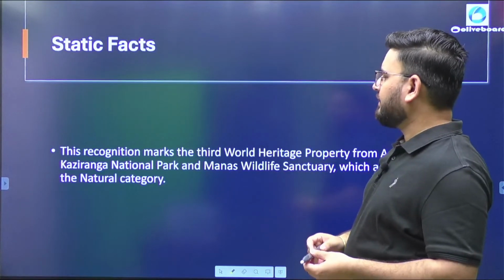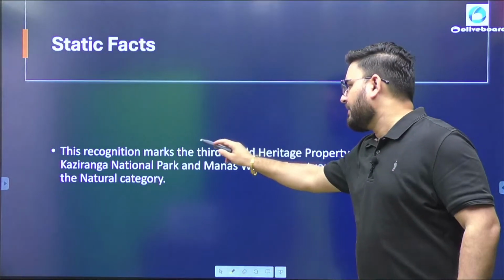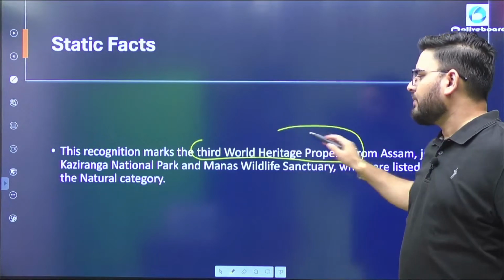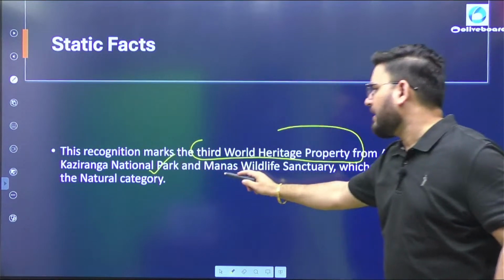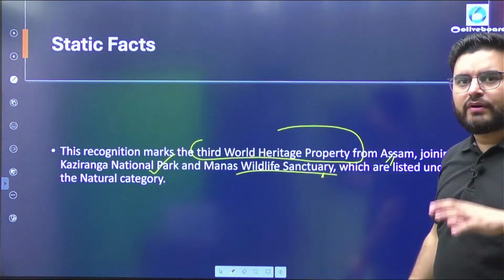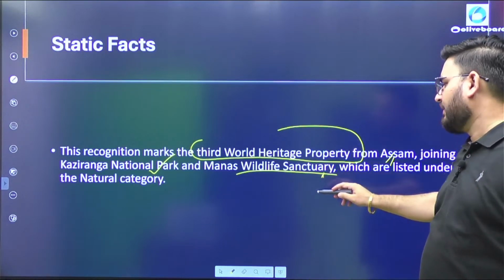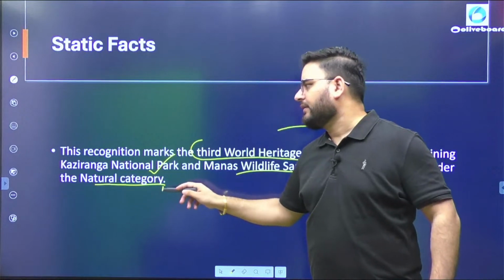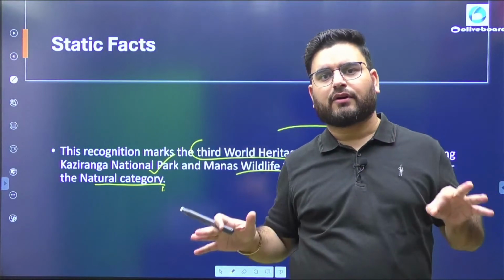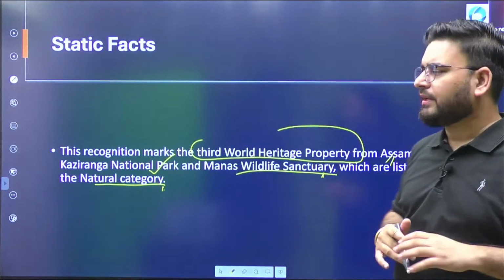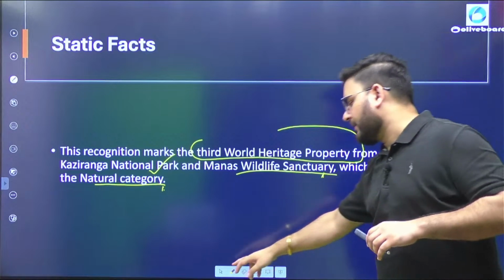We have the static fact that this Moidums became the third World Heritage property from Assam. Before Moidums, the Kaziranga National Park and Manas Wildlife Sanctuary were already part of the World Heritage List, but they are under the natural category. So now three things from Assam are part of World Heritage.